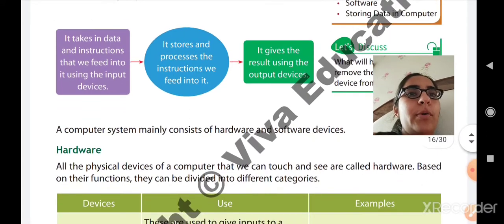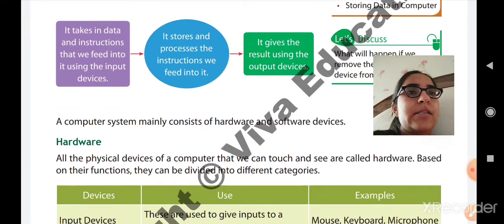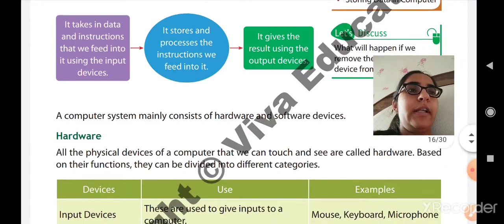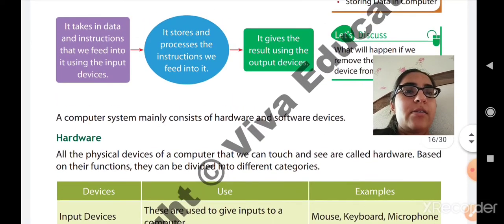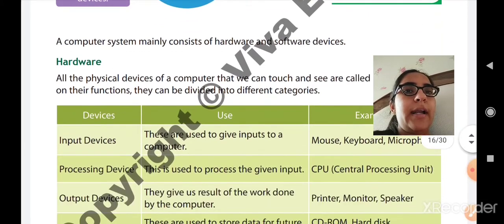Now, a computer system mainly consists of hardware and software. The devices are of two types. One is hardware devices, which we can touch and feel. The second is software, that is the set of programs which we cannot touch or feel. First, hardware. All the physical devices of the computer that we can touch and see are called hardware. Based on their functions, they can be divided into different categories.